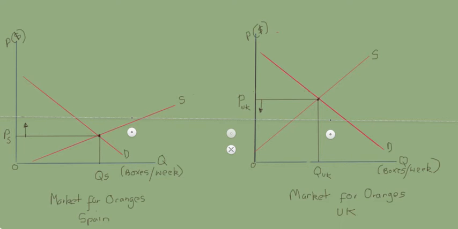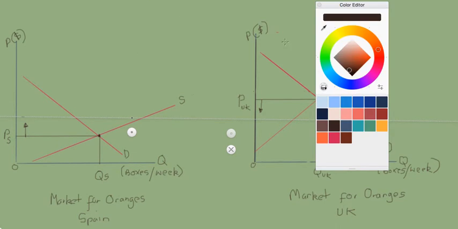So we've got rising orange prices in Spain, falling orange prices in the UK. That process of trade, expanding trade, will continue until the point where the prices have been brought into equality, and we will now have a world price. Maybe I'll get a nice new color for the world price. Ooh, what could we have? How about orange? Okay, so this is going to be the world price.